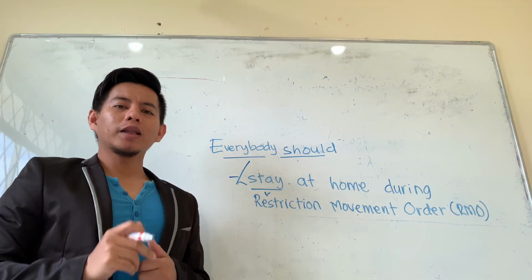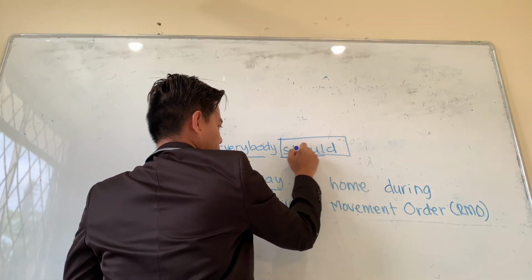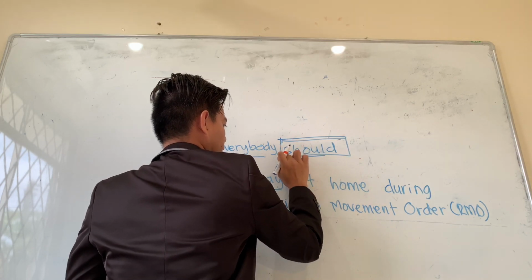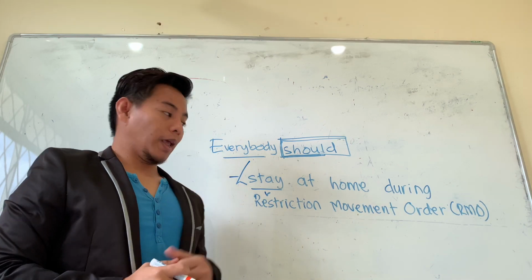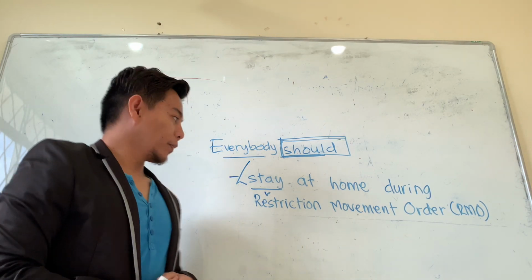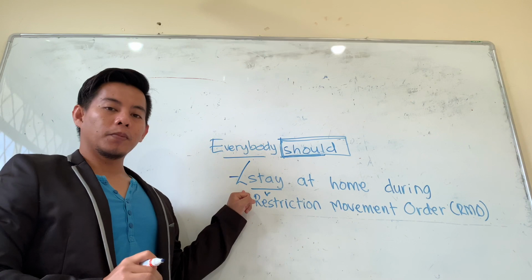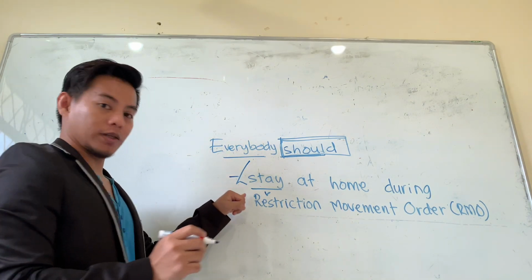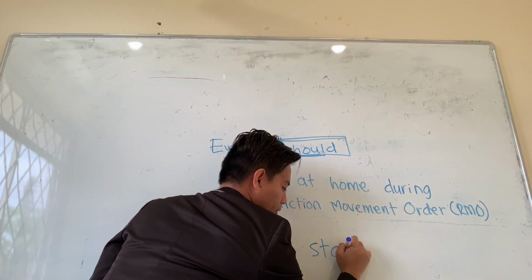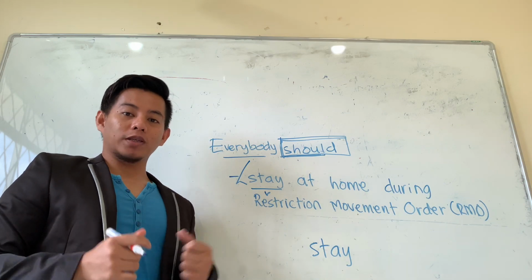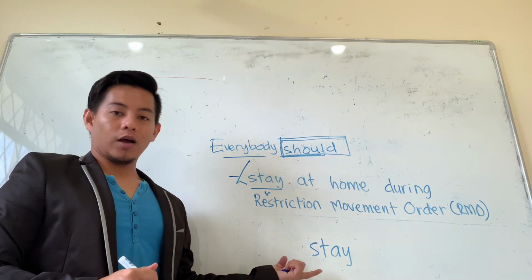Now, why do we need to have modal verbs? Why do we need to have a modal verb in our writing? Very simple. If you look at the verb given in a point, usually the verb is a base word. For example here, the word is stay. So this is a root word without any inflections. It doesn't have ing, it doesn't have s, and it doesn't have ed.